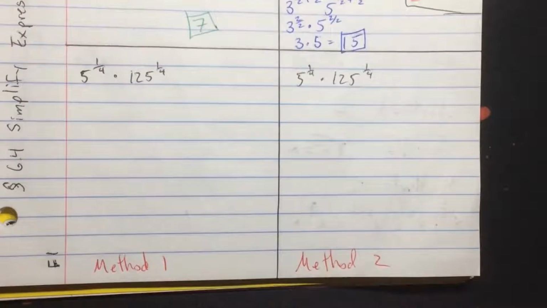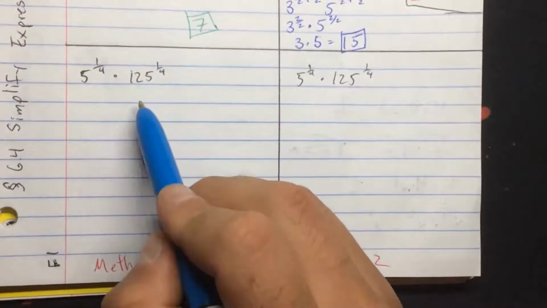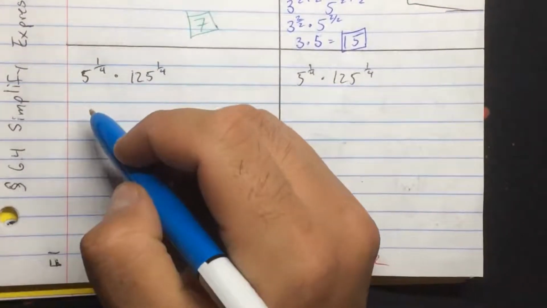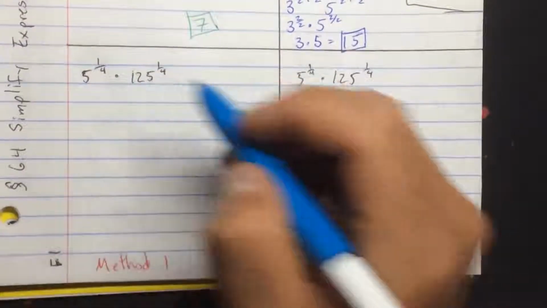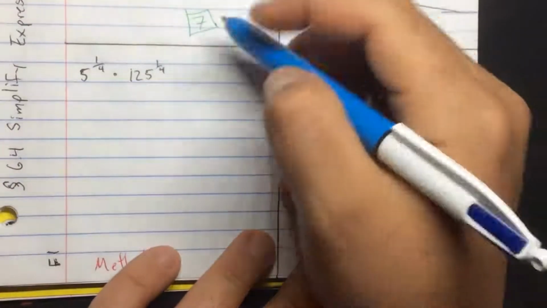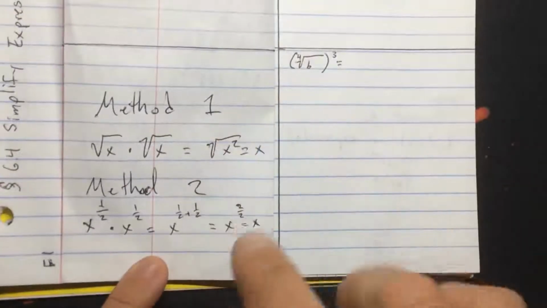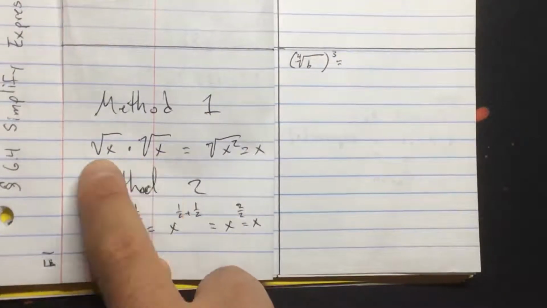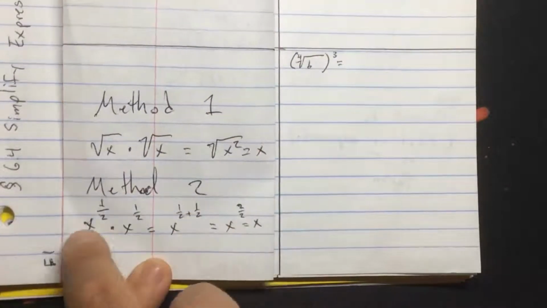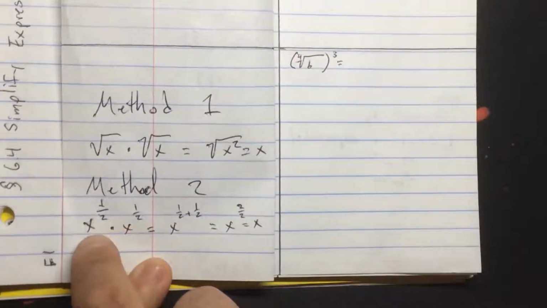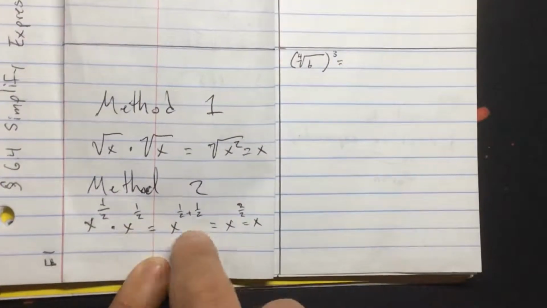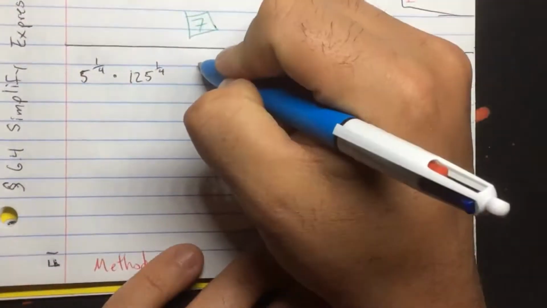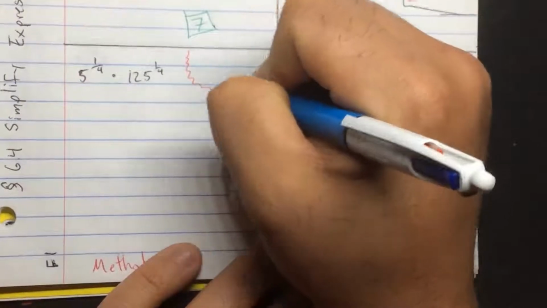For this one, we have the fourth root of 5 times the fourth root of 125. The first thing we're going to do is change this. We're going to use the equation over here again, changing it to the radicals and then multiplying it through. And the other one, method 2, remember, is just leaving it in exponential form and eventually adding to find what our variable is. But we're going to use the formula here that we had earlier.